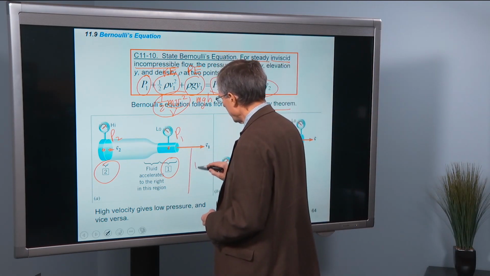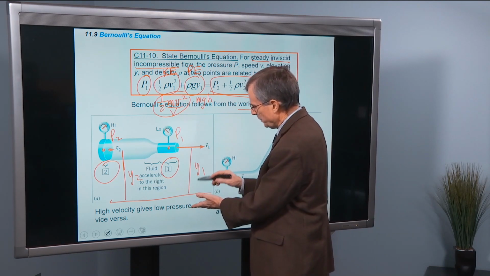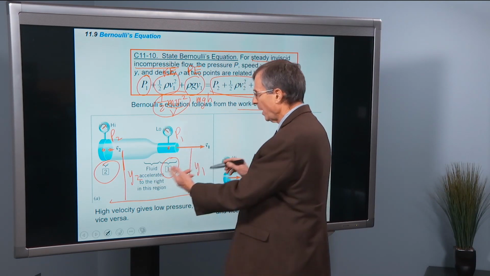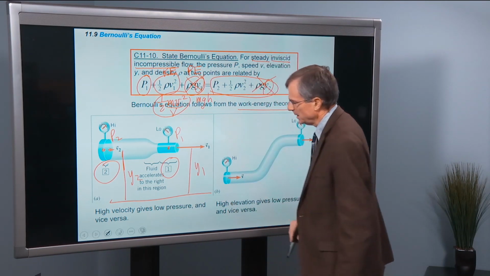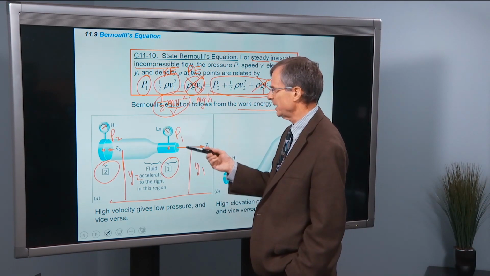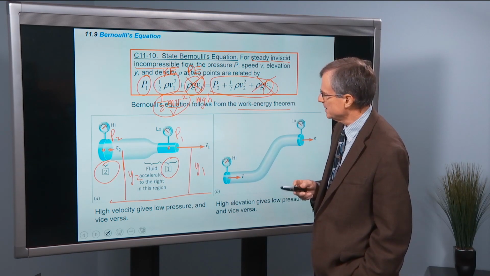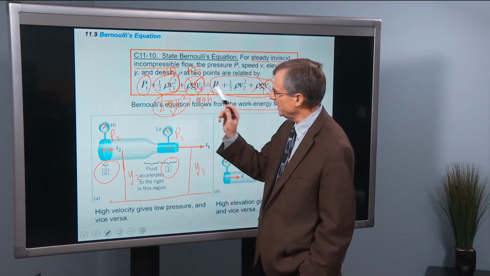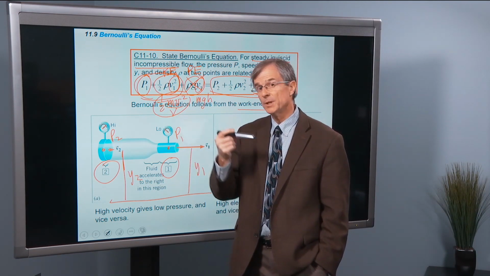If the height, so here's y1 and here's y2, they're measured from the same spot, measured as 0 at some common location. If both of those are the same, y1 equals y2, then these two terms cancel each other. So in this case, where both points are at the same height, you've got just two terms on each side of the equation, the pressure and the 1/2 rho v squared. Well, what that says is that if you increase the velocity, then you have to decrease the pressure, because the sum of the two has to be a constant in the fluid.